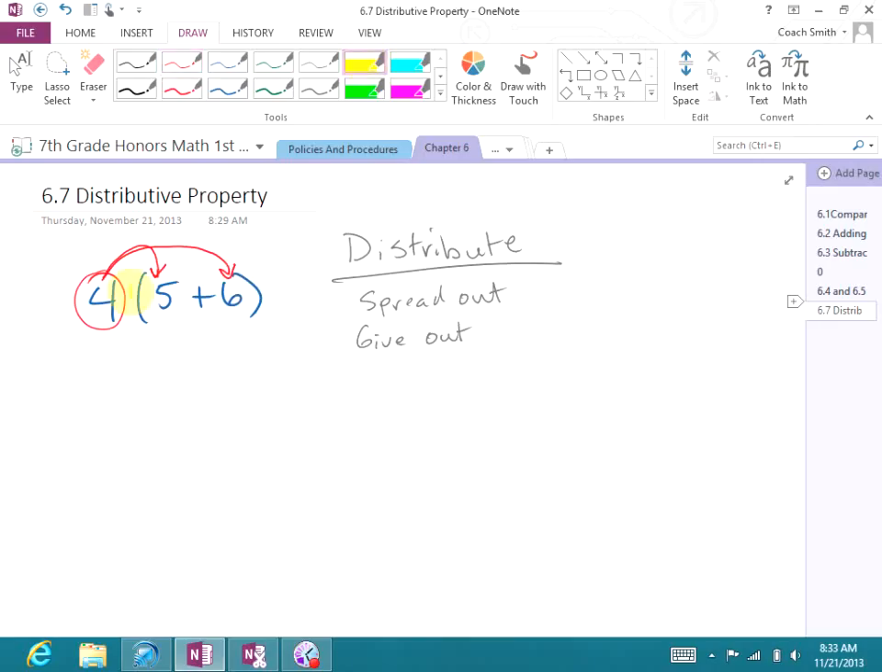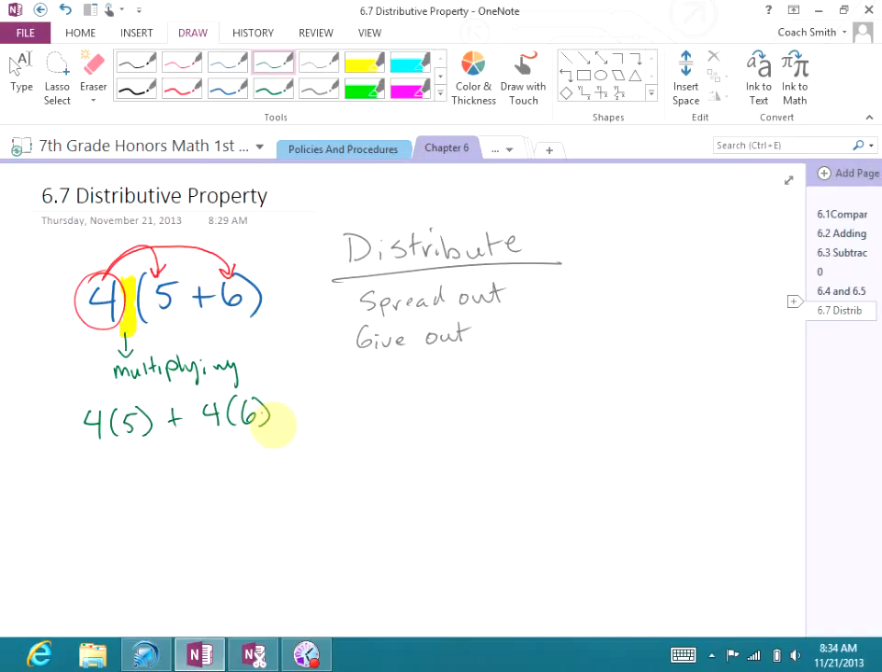Now, on the outside, there's no mathematical sign in between the parentheses and the number. So that means we're multiplying. Anytime, and you've known that, anytime you see a number next to a parentheses without any sign, it means that we're multiplying. So we're multiplying 4 times 5 plus 4 times 6. That's what the distributive property does.